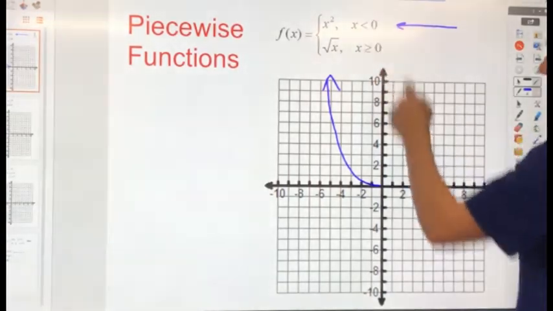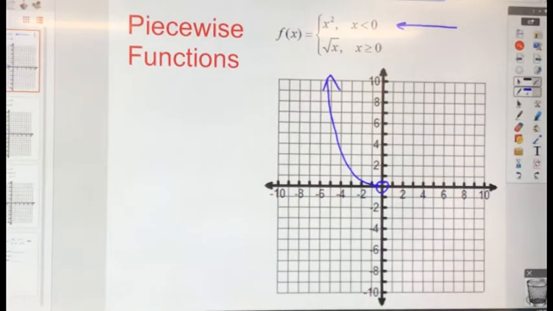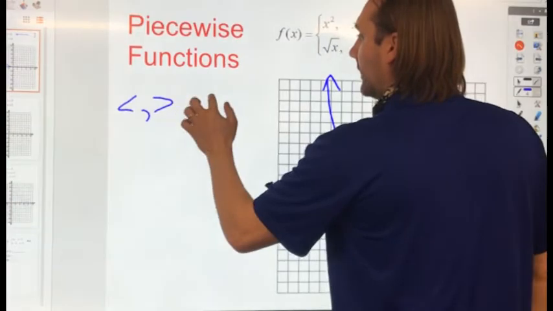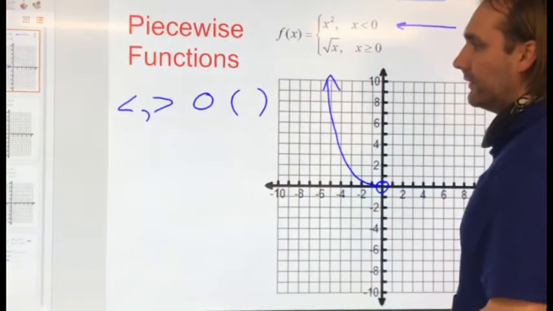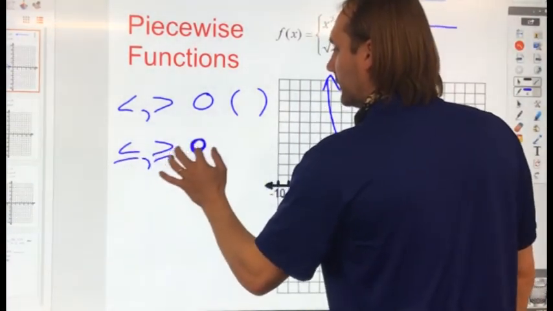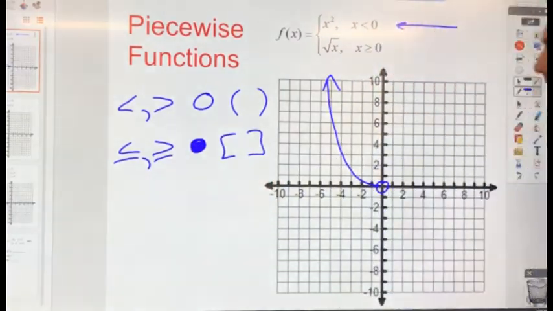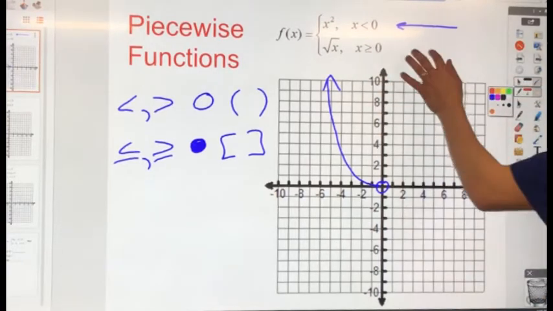Well, in terms of this inequality, I'm going to put an open circle. If we can remember some notation, if my inequality is less than or greater than, I want an open circle. As far as interval notation, it's going to have parentheses. Whereas less than or equal to or greater than or equal to is going to have a closed circle, and interval notation is going to be brackets. So that's why I'm going to have an open circle here, because I don't have that equal sign. So here's half of my piecewise function, half of my quadratic.